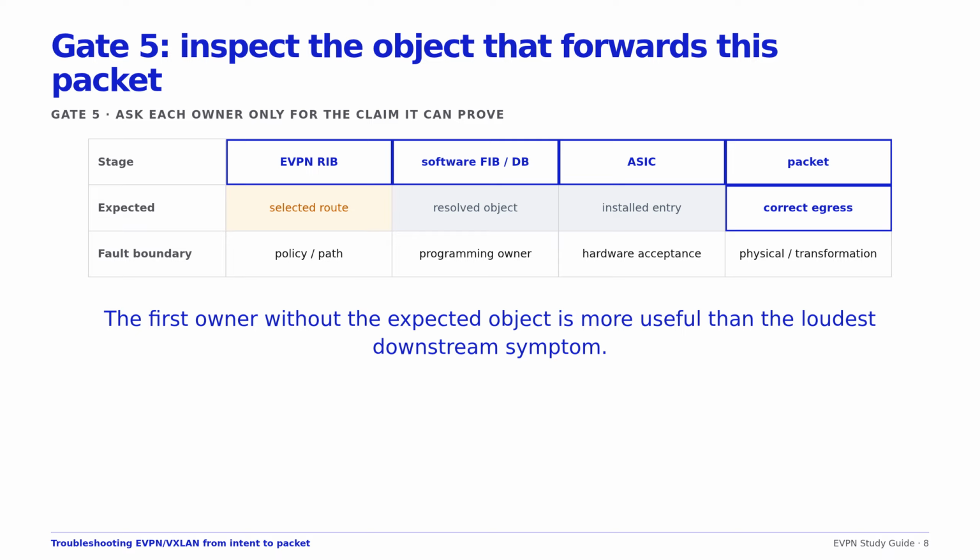Compare software, kernel, or platform database and hardware state. If software has the object but hardware does not, the platform pipeline owns the fault. If both have it, verify counters and proceed to packets.